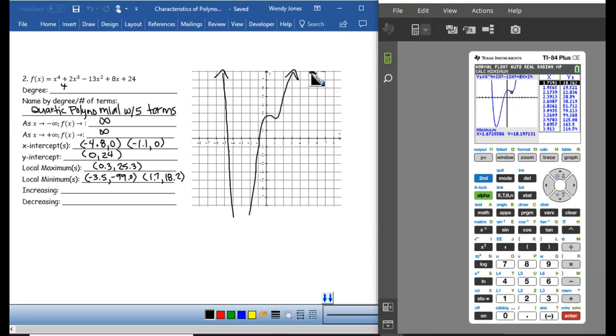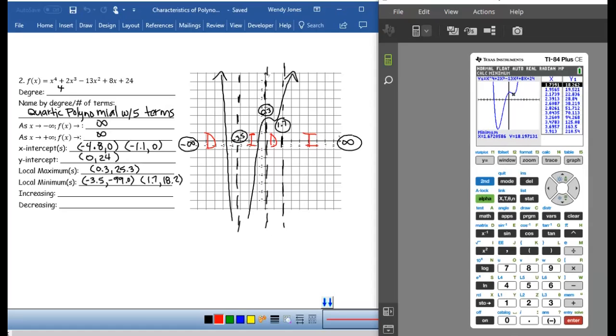Let me label things and then we'll talk about how to name these intervals. All right, to help us, I went ahead and put our negative infinity and positive infinity on the graph, and I labeled the x values of our maximums and minimums. And I went ahead and put those on the graph also. I also labeled that we were decreasing here, increasing here, decreasing, and then increasing.